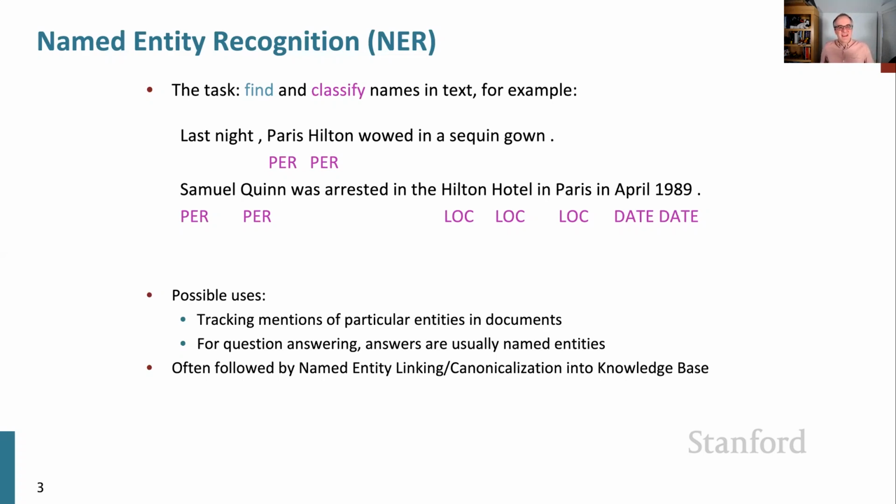So for this piece of text, last night Paris Hilton wowed in a sequin gown. Samuel Quinn was arrested in the Hilton Hotel in Paris in April 1989. Some words are being labeled as named entities as shown. These two sentences don't actually belong together in the same article, but I chose those two sentences to illustrate the basic point that you can't just do this task by using a dictionary. Yes, a dictionary is helpful to know that Paris can possibly be a location, but Paris can also be a person name. So you have to use context to get named entity recognition right.